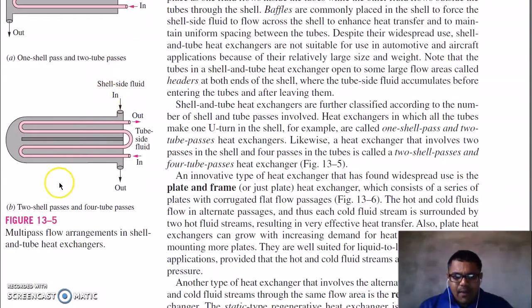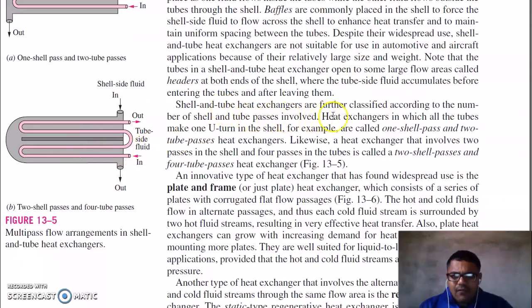You can take this example here. Here the shell is divided by this plate. Now the shell side fluid will come from this side, go to this side, and then it will go like this, one U-turn, while the tube side fluid here has one U-turn and then a second U-turn. So the tube side fluid has a total of 4 passes.